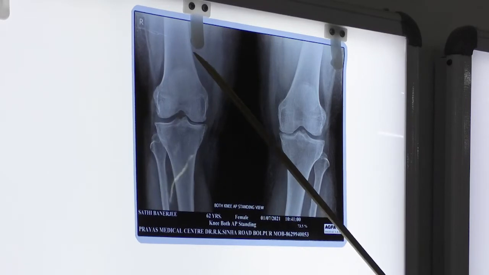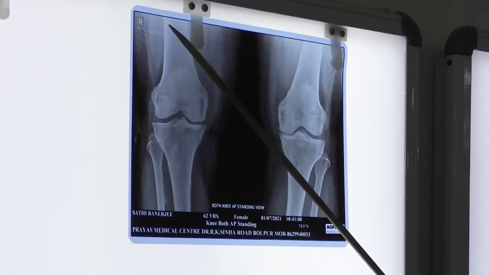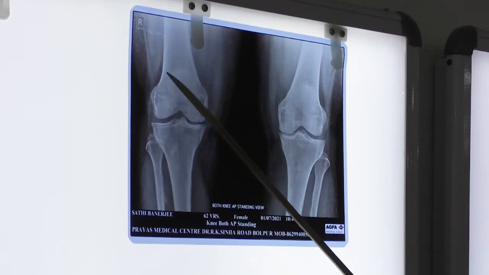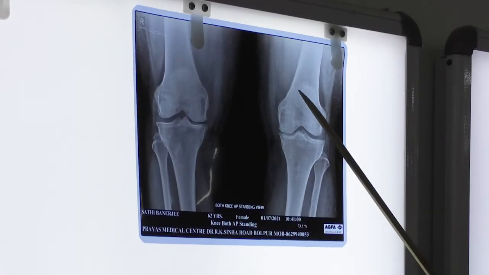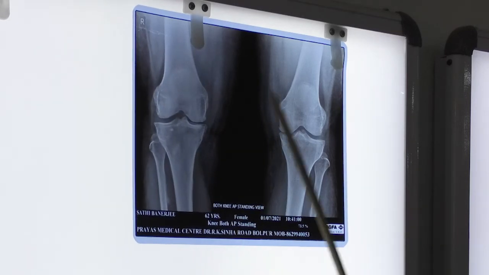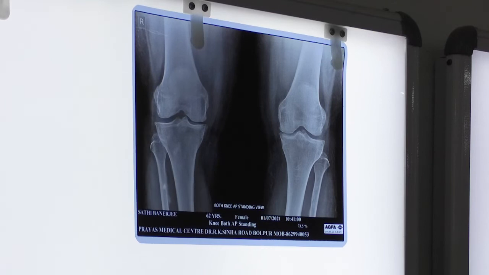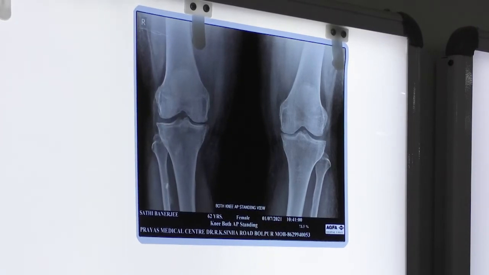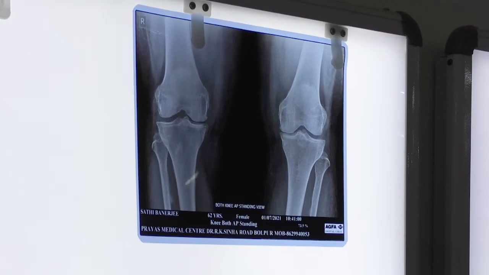So, this is the bony shadow, and we can see another circular shadow, the shadow of the patella. This one is in full extension of the knee joint. Here we can see the joint space. It appears to be more than 0.5 centimeter.